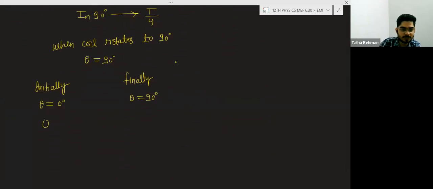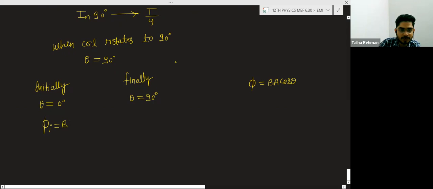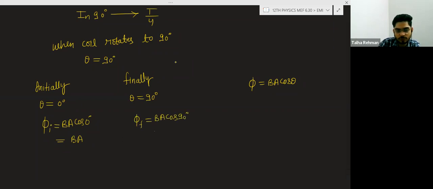So initial flux will be, formula of the magnetic flux you should know, phi is equal to BA cos theta for plane area. So magnetic field is B, area is A, cos of 0 degree. Cos 0 is 1, so this will become BA. Here you will write phi final, BA cos 90. Cos 90 is 0, so your final flux will be 0.